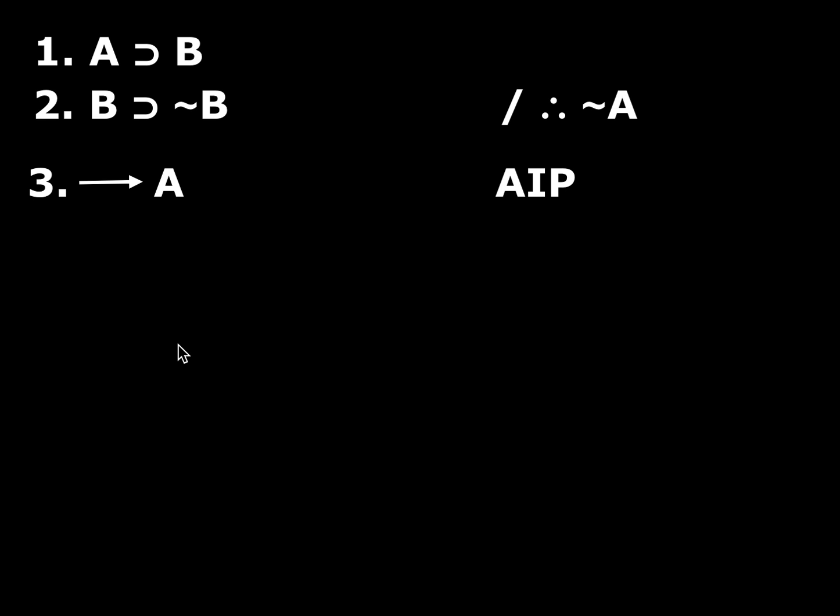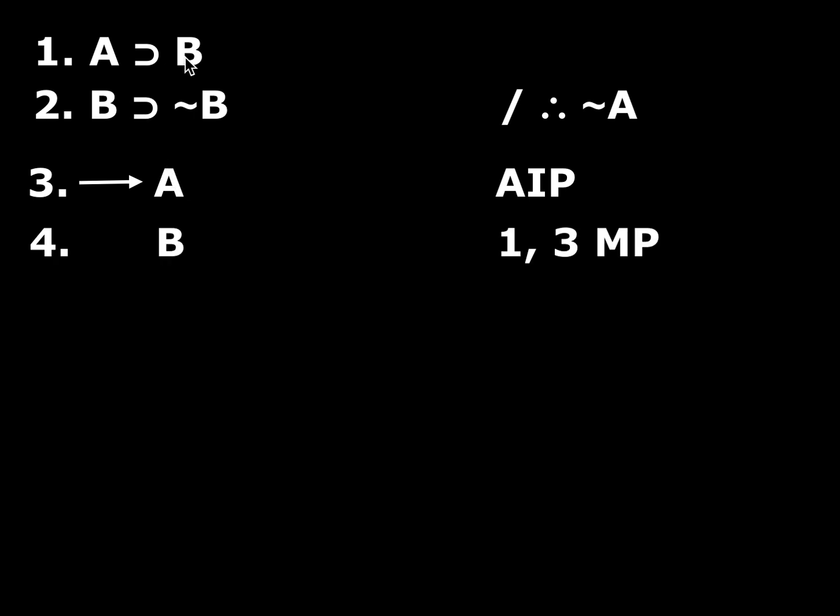Now the statement could be atomic, it could be compound, maybe it's your AIP, maybe it's not your AIP, it doesn't matter. As long as it's a statement conjoined to the negation of that same statement, it's an explicit contradiction. Okay, so that's what we're going for. And you can see it's going to be really easy here.